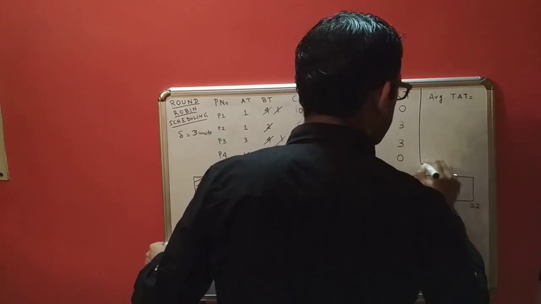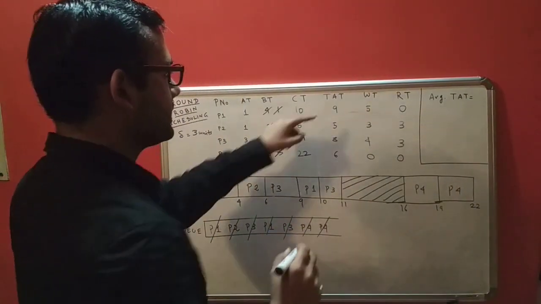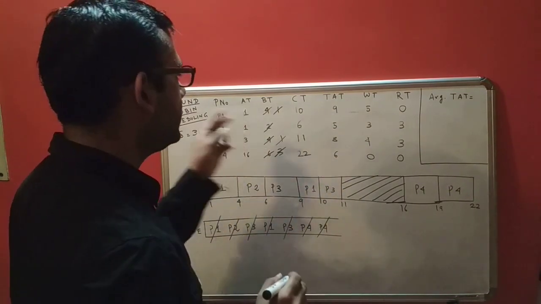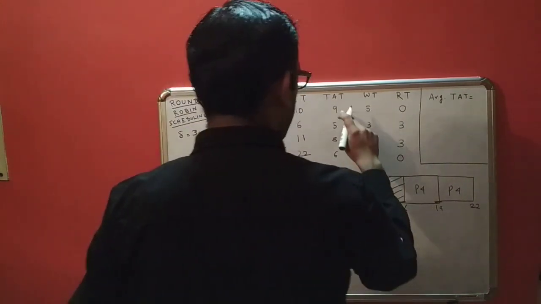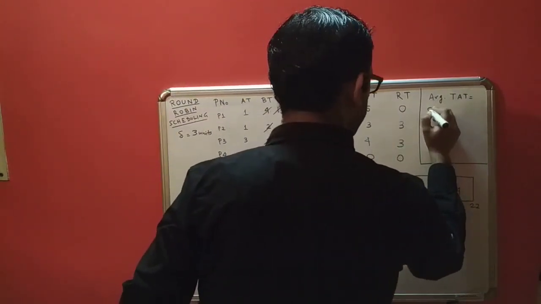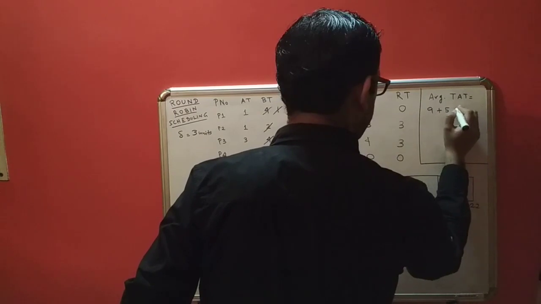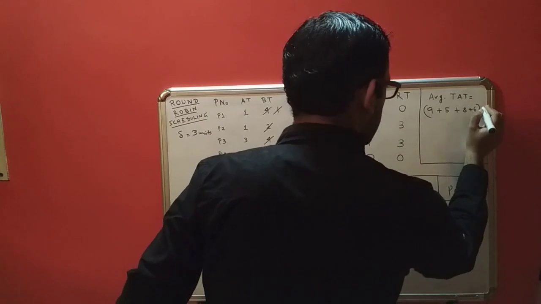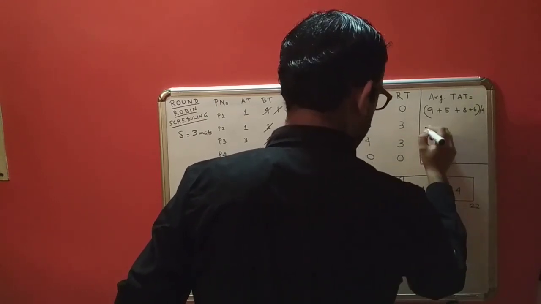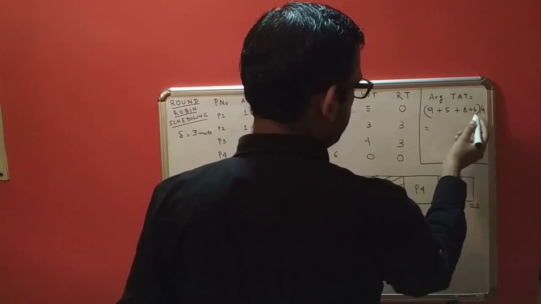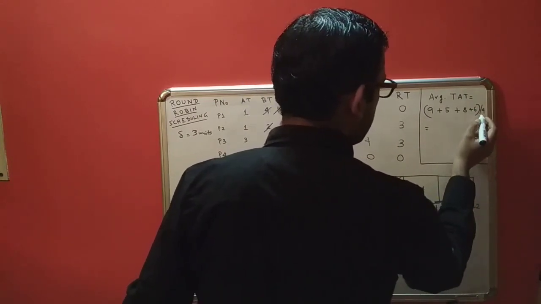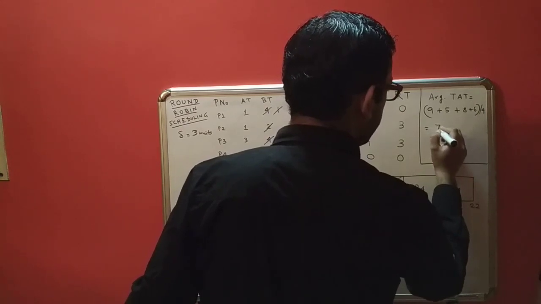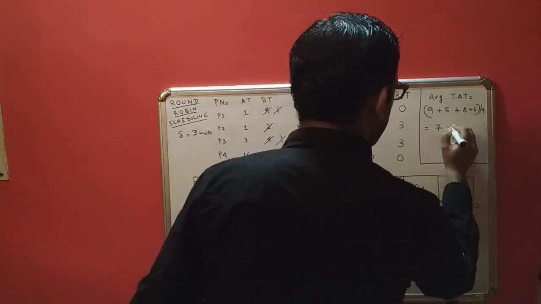If I have to find the average turnaround time, what would I do? I would simply take the sum of the turnaround times of each process and then divide it by the number of processes. So I have 9 plus 5 plus 8 plus 6. And how many processes do I have? I have 4 processes, so divided by 4. So this comes to 28 by 4. I'm lucky, 4 divides 28 without leaving a remainder, so this will be 7. So this is 7 units of time.